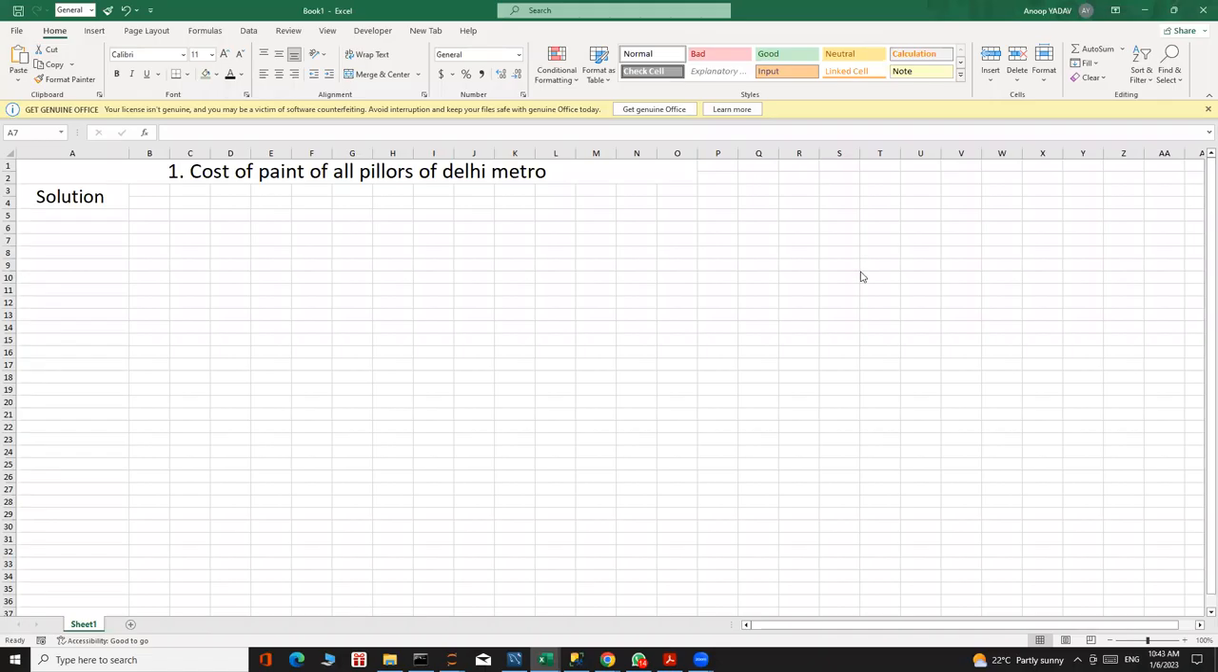Hi everyone. Today I am with you with a problem based on guesstimates. First we will see what a guesstimate is, and after that we will try to solve a problem based on guesstimates. First, what is a guesstimate? A guesstimate is an approximation based on available information. Most of the time only limited information is available.